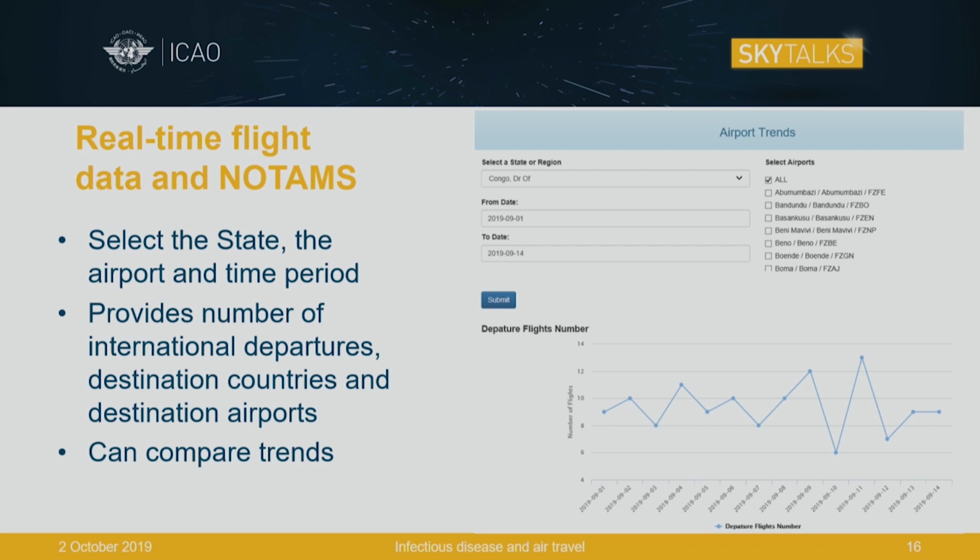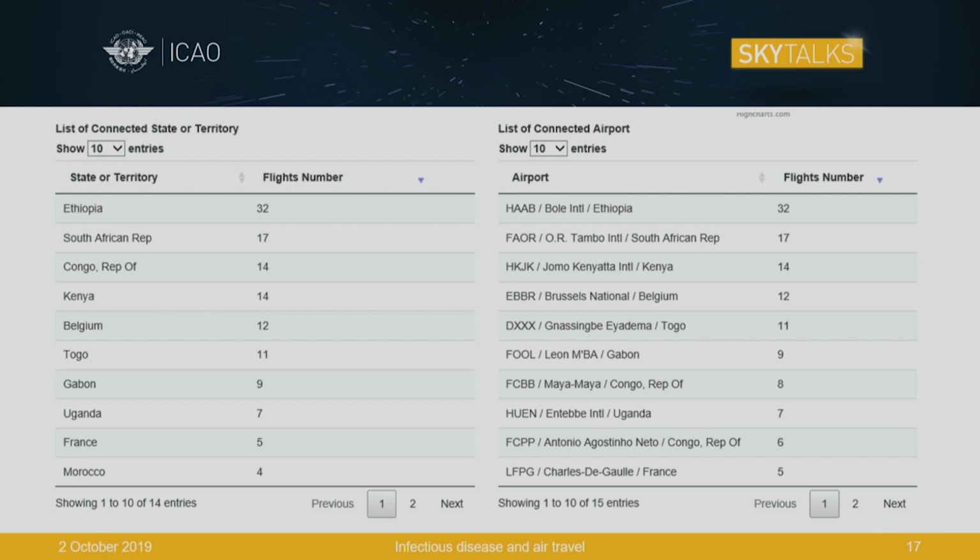We also have the NOTAMs at the bottom of that page, which will tell you whether you need to have additional measures in place when you fly into that location. And there's a link to the WHO website. These are the airports. This is the one thing we did for Ebola. So typically they're going to Ethiopia, South Africa. That's how we know where they're going.